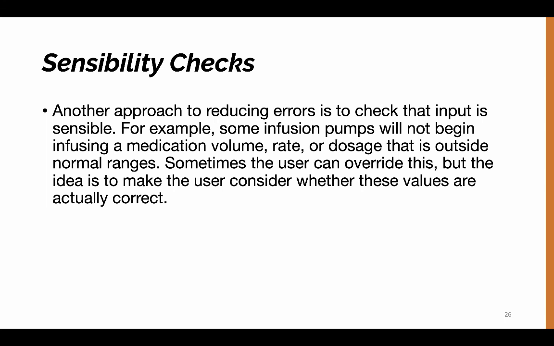I don't know why this one's in bold, but sensibility checks. Another example of reducing error is to check that the input is sensible. For example, some infusion pumps will not begin infusing a medication volume rate or dosage that's outside normal ranges. So if you did accidentally double press something and it ends up being a really high dose, it will ask you, are you sure this is what you meant to do? It provides a confirmation. That's a sensibility check. Okay, that tells you a little bit about use error.